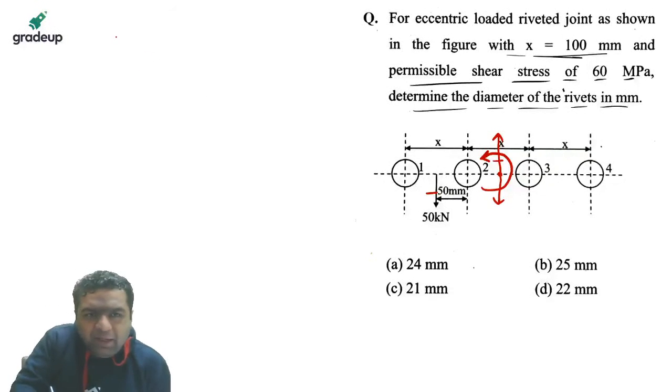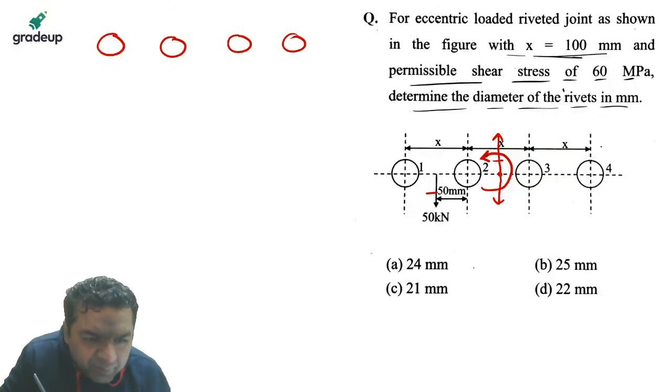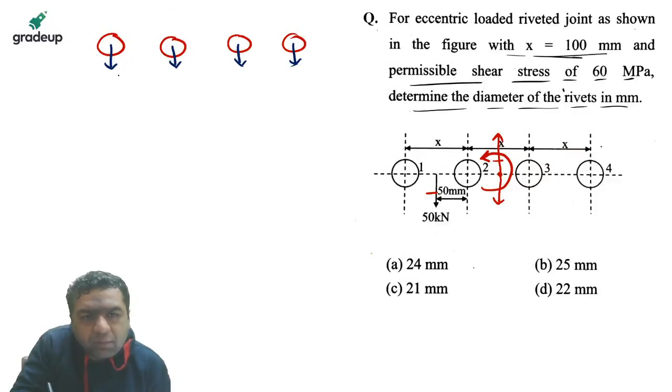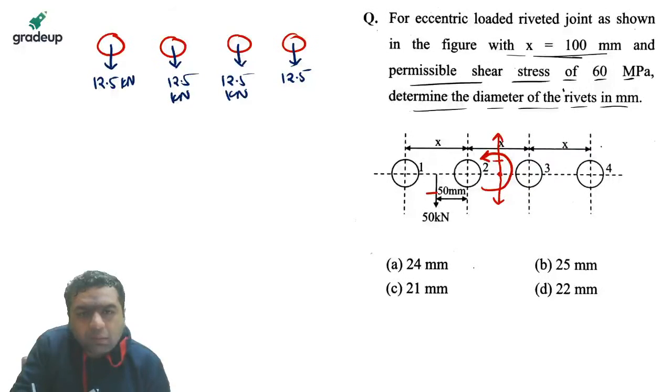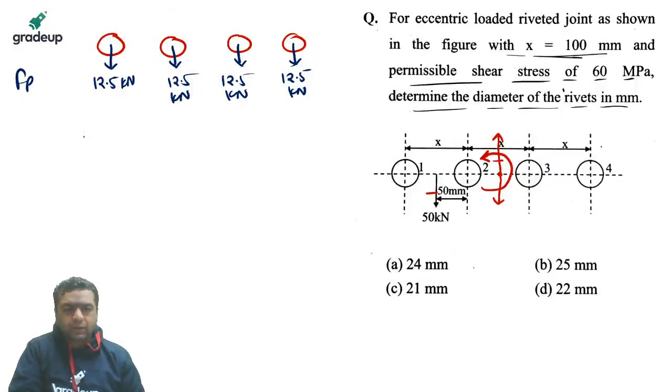So if you find out the primary effect on the rivets, this force of 50 kilonewton will be divided equally, 12.5, 12.5, 12.5 and 12.5. This is the primary effect, and secondary you know how to find out. Primary effect is shear for sure. Now you need to see the secondary effect.